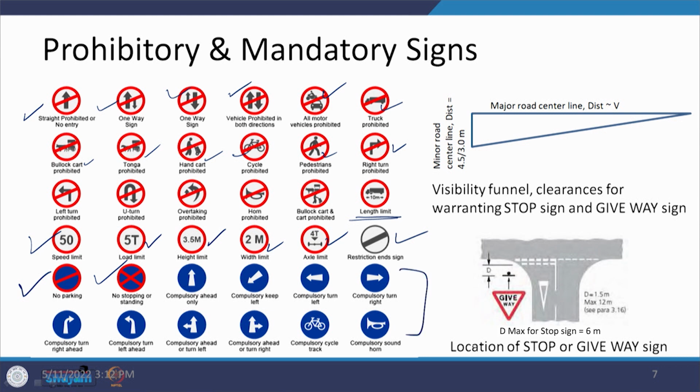And then we have the mandatory signs, which are on a blue background, and they say compulsory ahead, or keep left, or left turn, or a right turn, or compulsory sound horn, or you should not sound a horn, or the cycle track, or the directional movements. And these are the possibilities which we can look at.